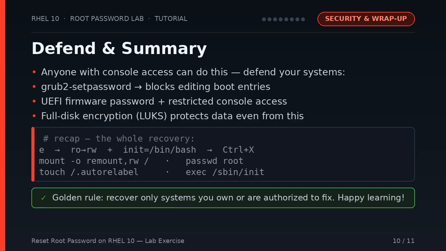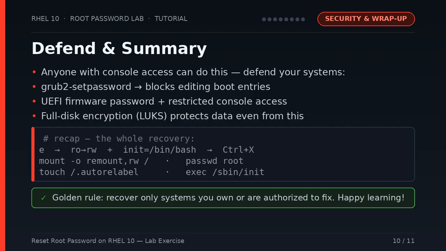Third, restrict who can reach the console with locked server rooms and authenticated out-of-band management. Fourth, use full disk encryption so data stays protected even if an attacker reaches a recovery shell. And fifth, disable root logins over SSH and use sudo instead.